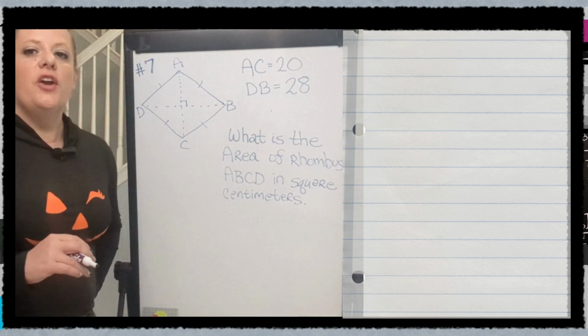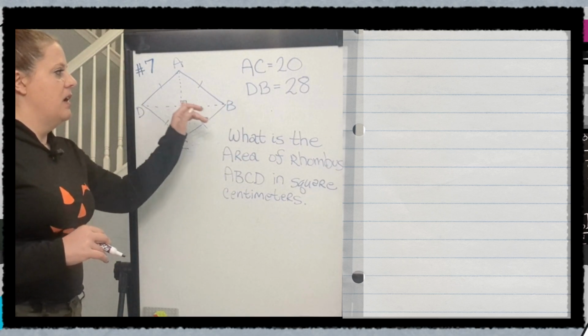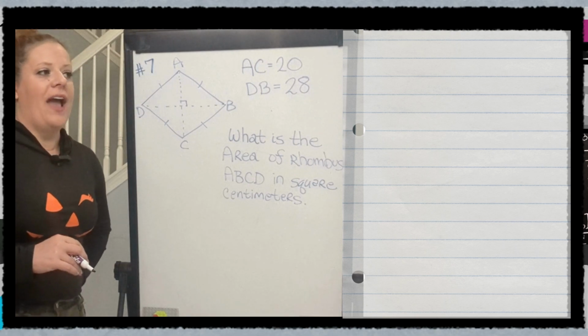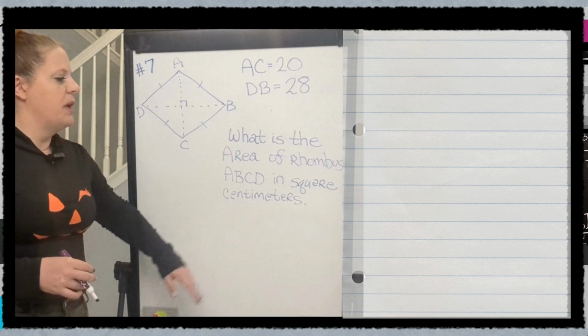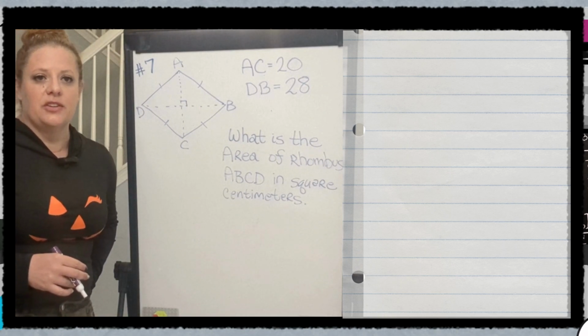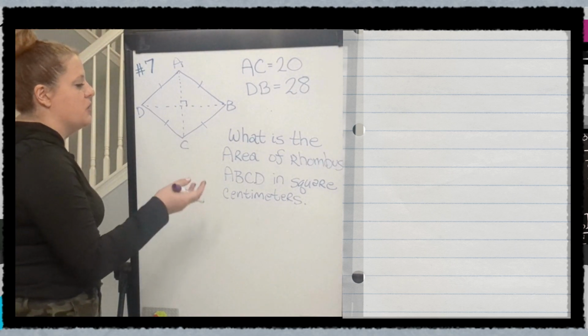Number 7, we are given rhombus ABCD. We are given the lengths of both diagonals, and we're asked to find the area inside the rhombus. They do specify we're working in centimeters, so our answer should be in square centimeters. There are 2 ways you could go about this.